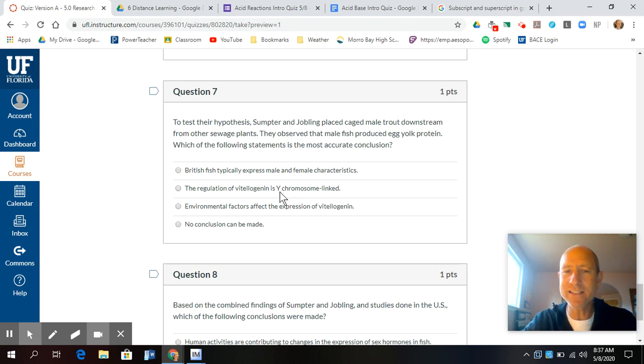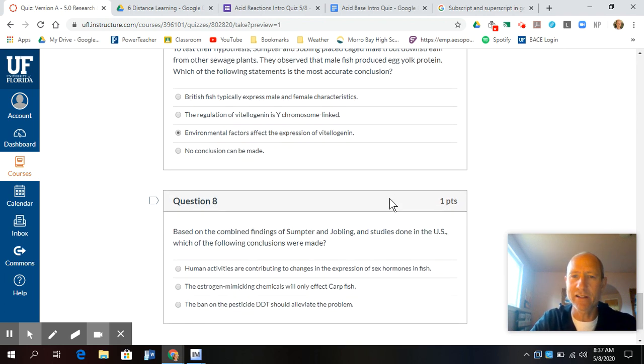And this study did not test anything about the genetics of these fish. It just tested how much of these chemicals they were producing. So although this might have something to do with it, that wasn't what the study investigated. Environmental factors affect expression of vitellogenin. That is what the study investigated, and that was what they were able to make conclusions about.